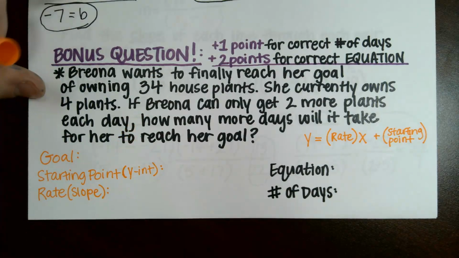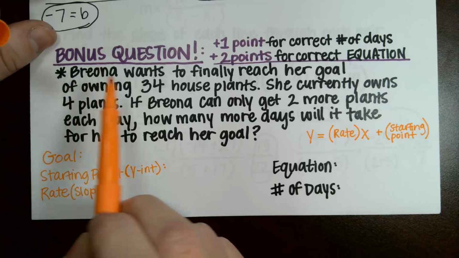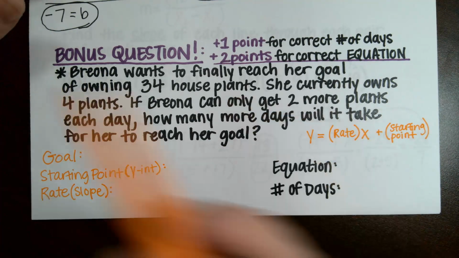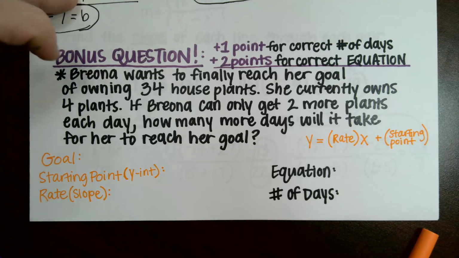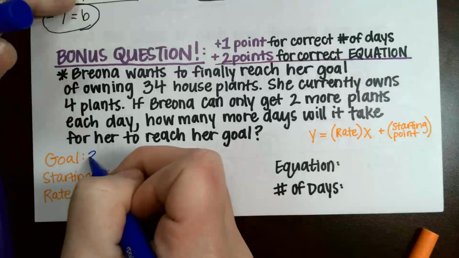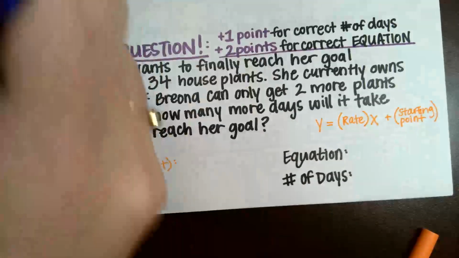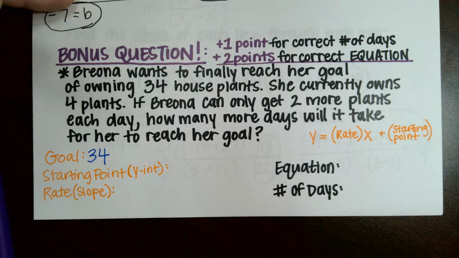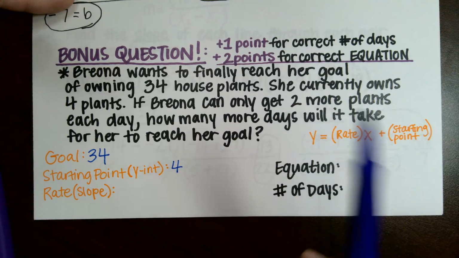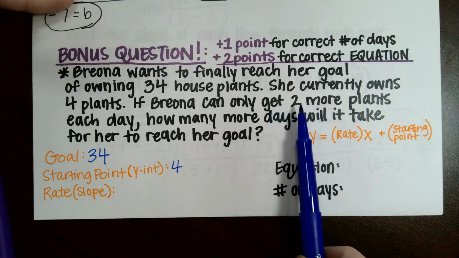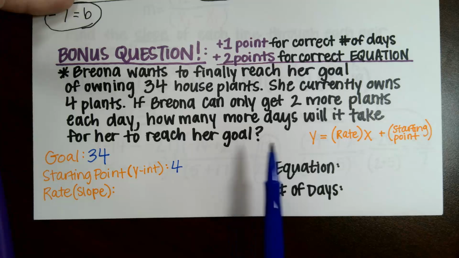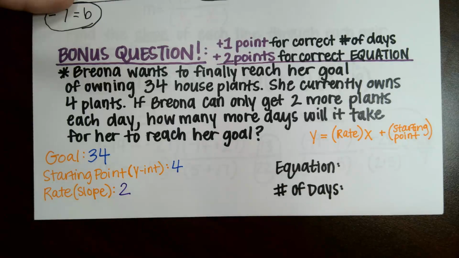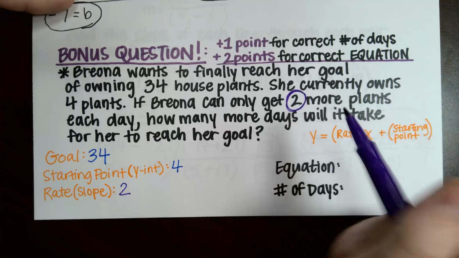So let's break this down. In this problem, the first sentence says, Brianna wants to finally reach her goal of owning 34 houseplants. What is her goal as a numerical value? 34. She wants to have 34 plants. So for her goal, I'm going to write 34. All right. Let's keep reading. She currently owns 4 plants. What's her starting point? 4. She already has 4. Okay, let's keep reading. It says, if Brianna can only get 2 more plants each day, how many more days will it take? So what's the rate? How quickly can she get more plants? 2 a day. So it's just going to be 2. And if it helps, I'm going to circle in the question where I found those numbers. 2 was our rate.